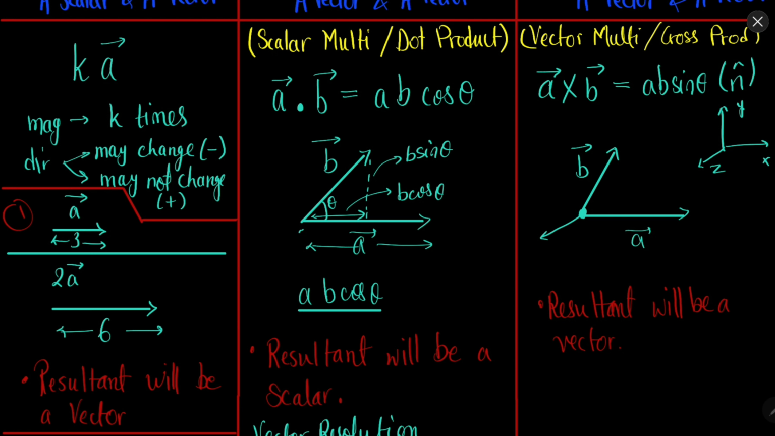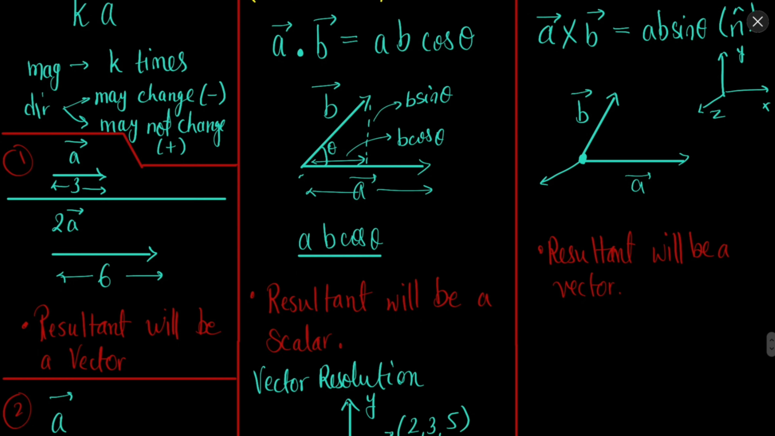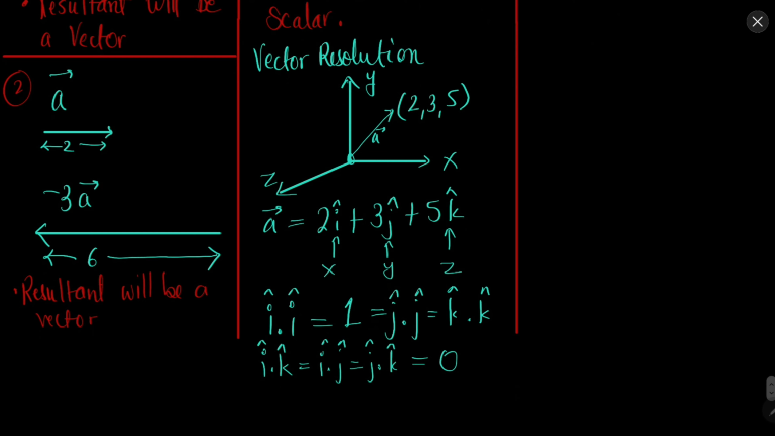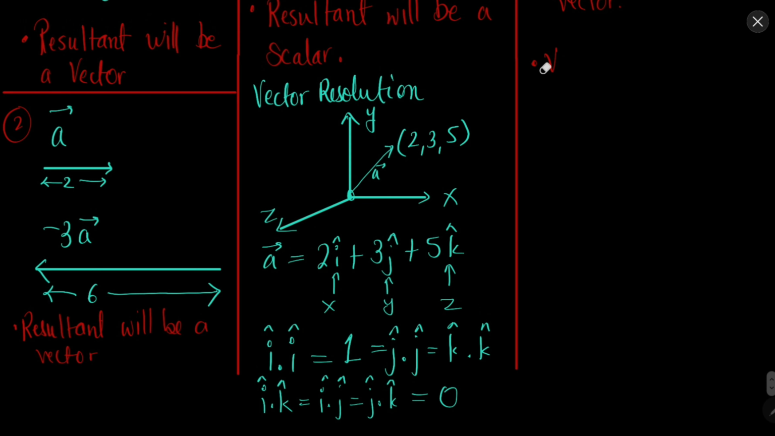And what will be the direction of that vector? It will be perpendicular to both these vectors. For that we represent it by the n vector. n is the abbreviation for normal or perpendicular. So in the cross product we have a vector which is perpendicular to the given vectors, and it is found by ab sin theta. Now similarly, let's say we discuss vector resolution here.